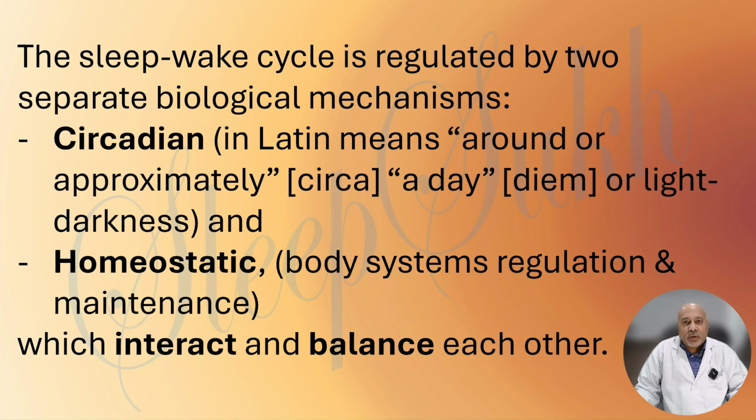Sleep-wake cycle is controlled by two main biological mechanisms, the circadian and the homeostatic process. Circa in Latin means around the day or about the day. Ultradian is the term used to describe rhythms shorter than a day but longer than an hour. For example, we talk about the sleep cycles. Infradian rhythms have periods longer than a day, like the menstrual cycle in the female.